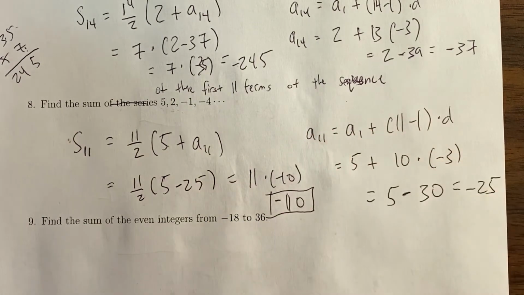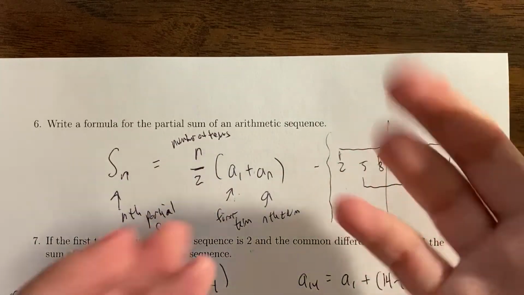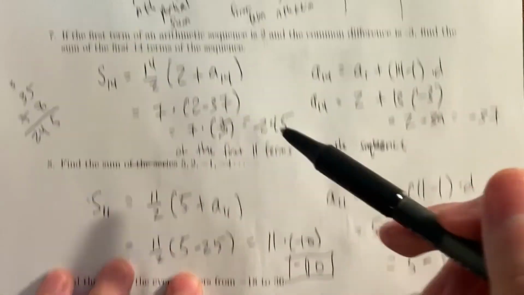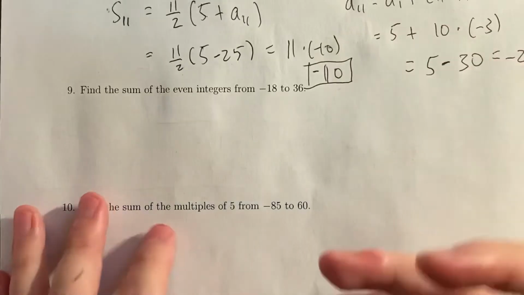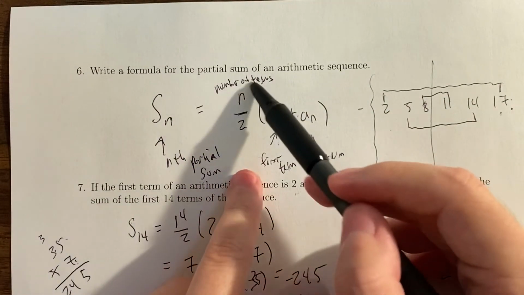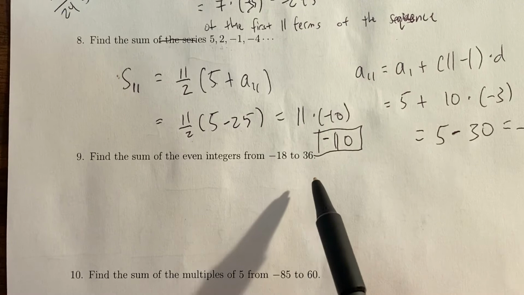So again, nothing too crazy. We're just using this formula, using the givens, finding the last variable. And in the previous two cases, it was this variable that we needed, using this formula right here. What we're going to do in the last two questions is use this formula to find the n instead of the an, because the an will be given. So let's see that in action.